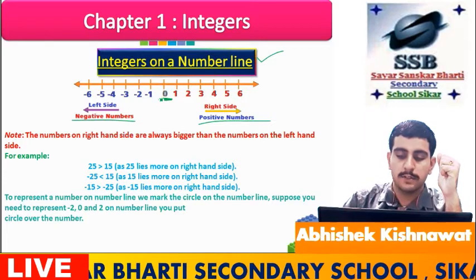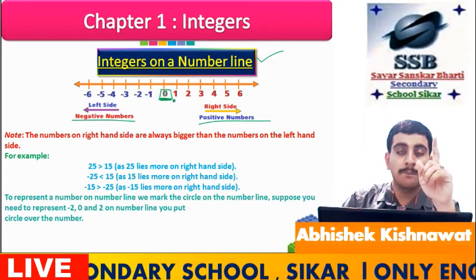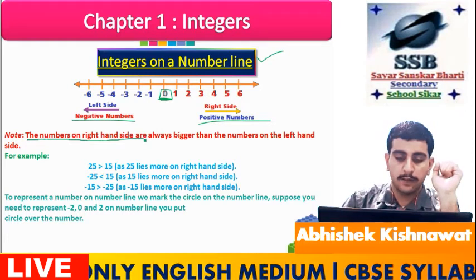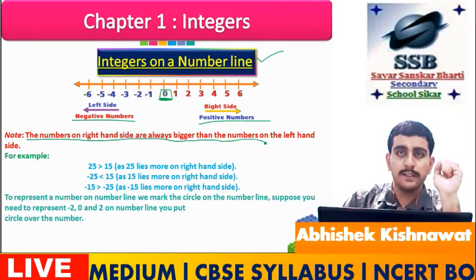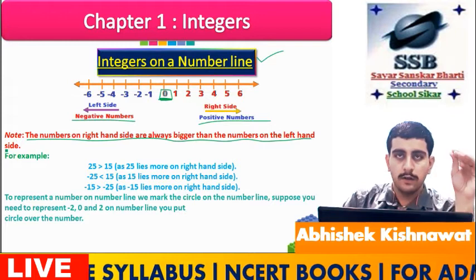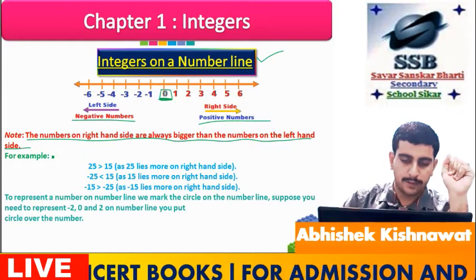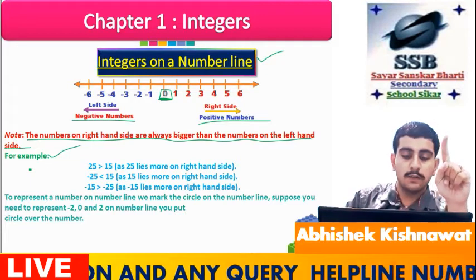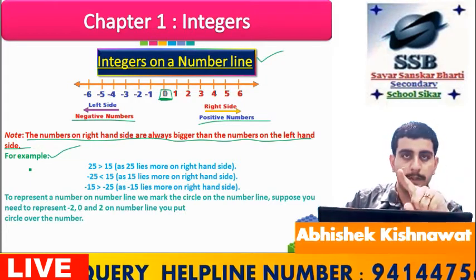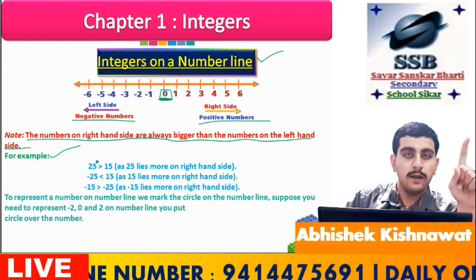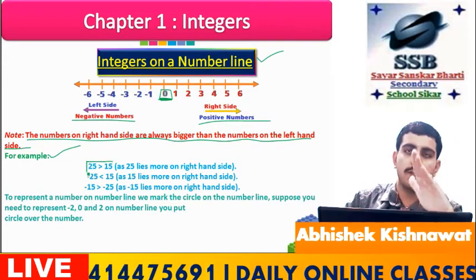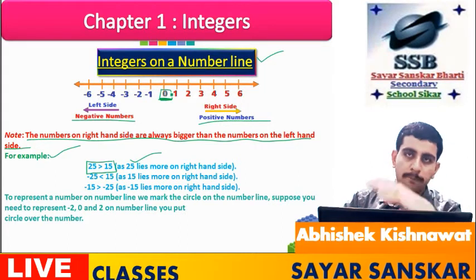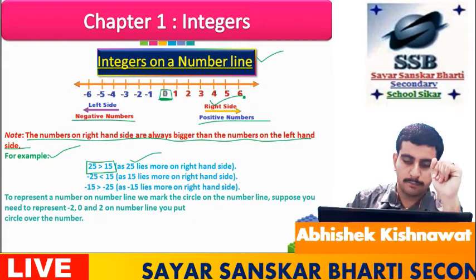Here you can see that on the right side there are positive numbers, and on the left side there are negative numbers, and 0 is neither a positive nor a negative integer. Now note that the numbers on the right hand side are always bigger than the numbers on the left hand side. If you compare minus 5 and plus 5, which number is larger? Plus 5 is larger. I think you all get it.